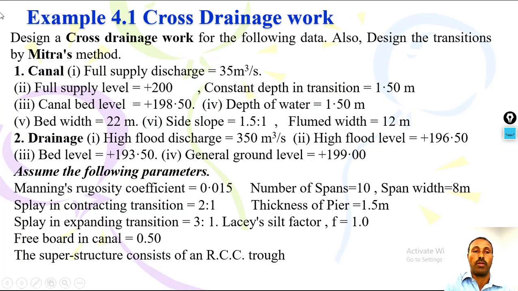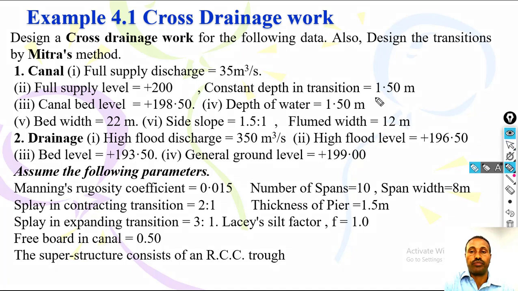So let's go to the example now. You are going to design a cross drainage work for the following data and design the transitions by Mitra's method. You have canal and drainage data, and you will have some assumptions for roughness coefficient, number of spans, etc. For the canal, you have a full supply discharge of 35 cubic meters per second and full supply level 200. The depth of the canal is given as 1.5.